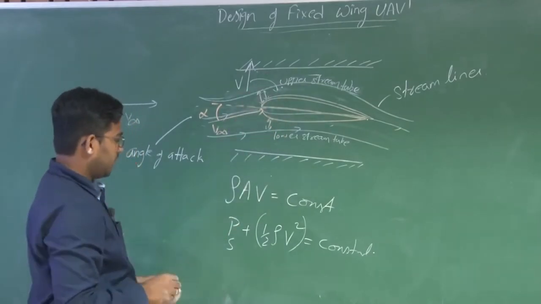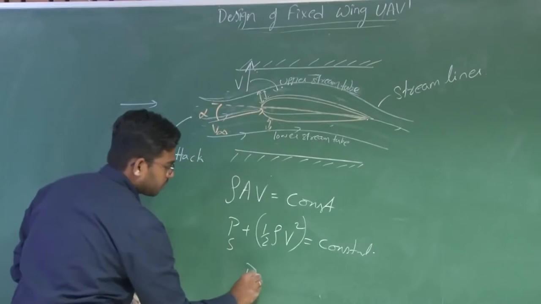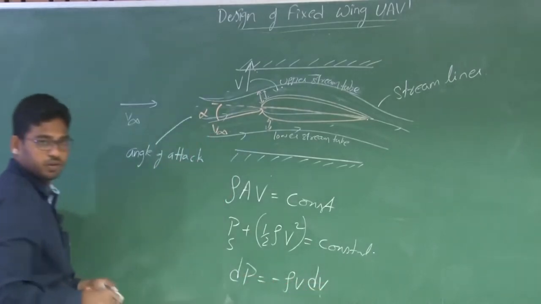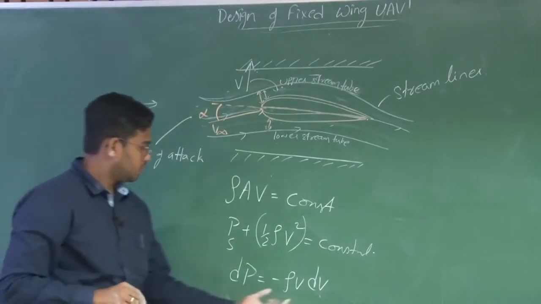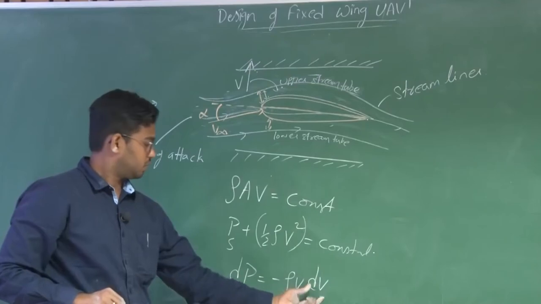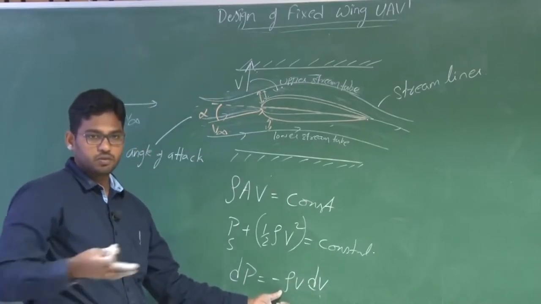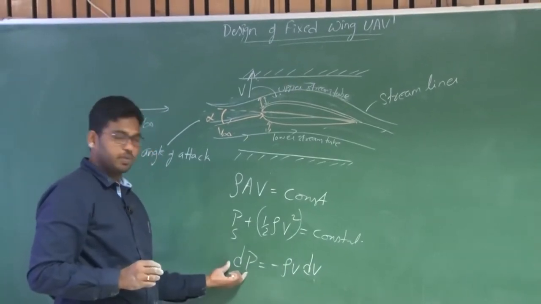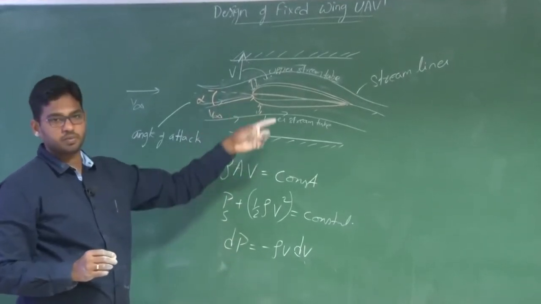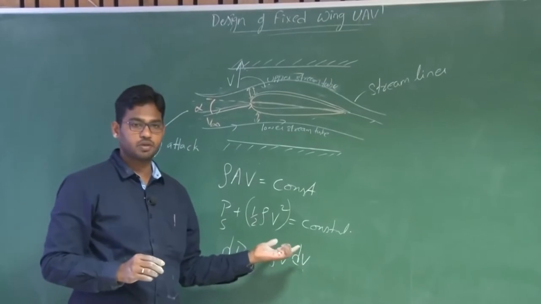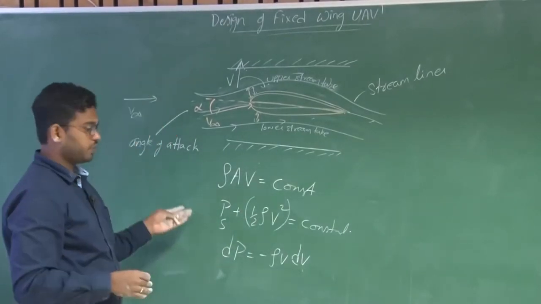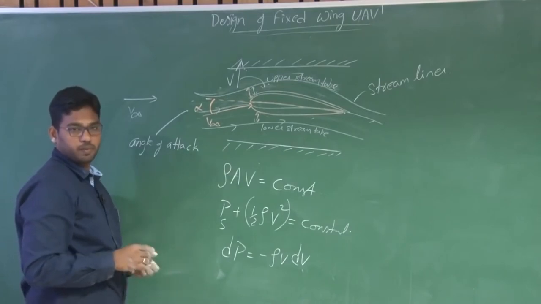And it is true even for compressible flows. Consider the Euler equation, dp equals minus rho v dv, where there is an increase in velocity, right? And density can never be negative for a fluid. So there will be a drop in the pressure. It is true irrespective of whether the flow is compressible or incompressible: when there is an increase in velocity, there is a drop in static pressure.